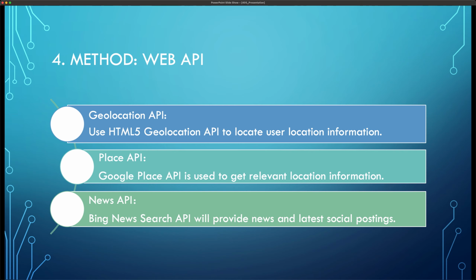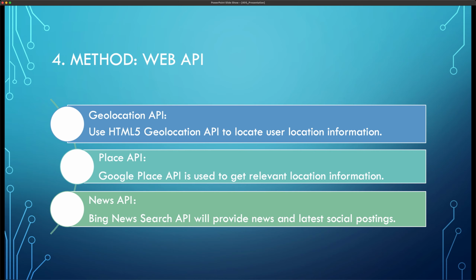Okay, now let's come back to our project. We use 3 APIs in our project. The first one is the geolocation API. The service of this application is mainly based on the user's own GPS coordinates and the GPS coordinates of the destination. The second is the Place API.